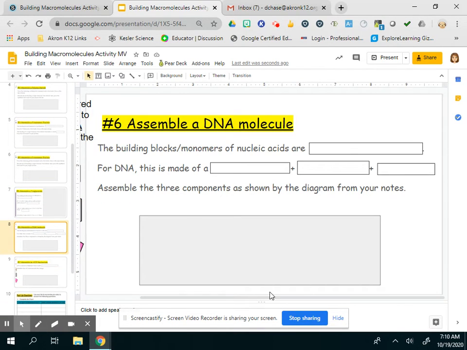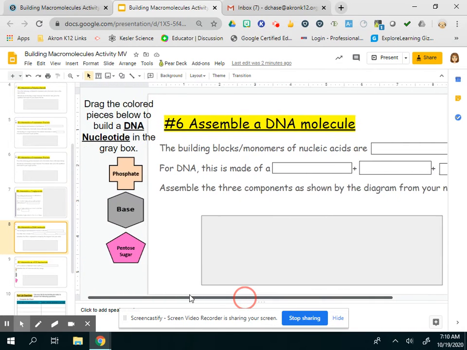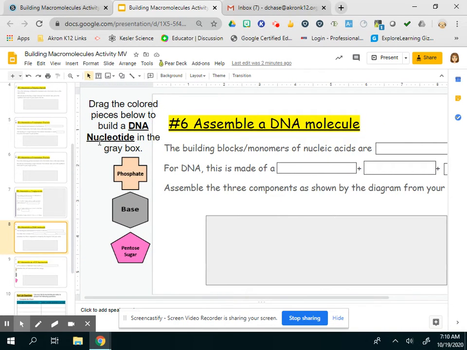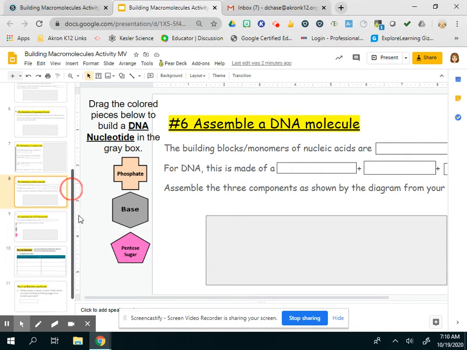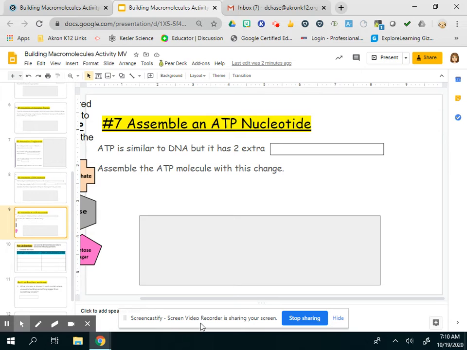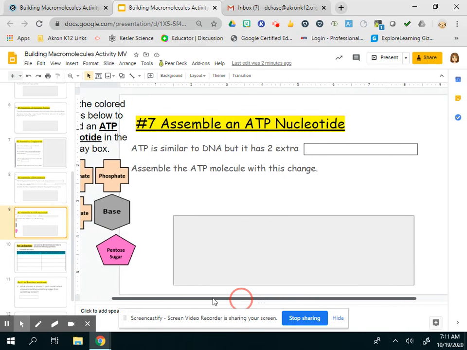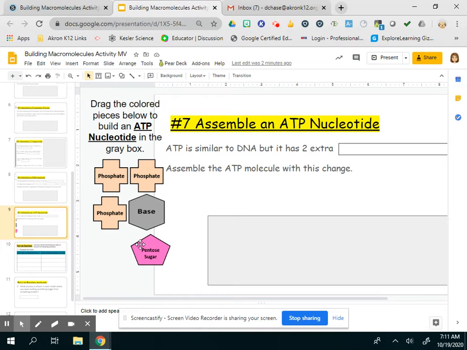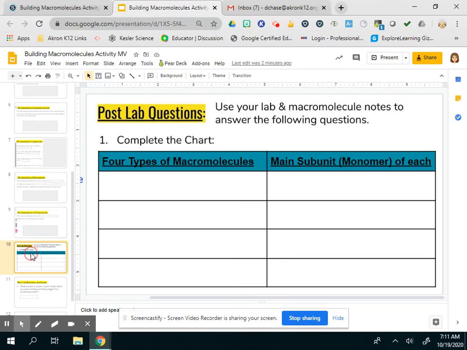And then we're going to assemble DNA. So you have to remember the building blocks of DNA. And you also have to remember what each of those building blocks of nucleotide is made of. And you're going to build that here. And then we have an ATP nucleotide. Remember, that's our nucleic acid that is good for energy. So you're going to build that here.